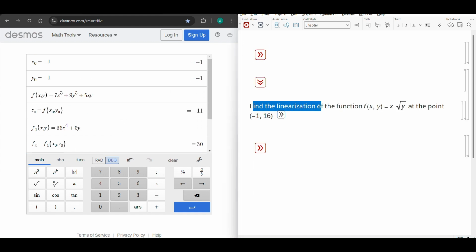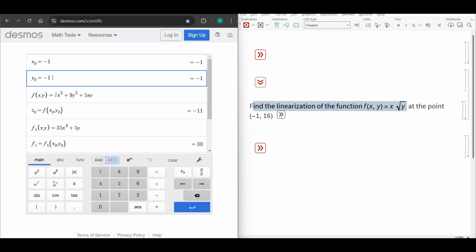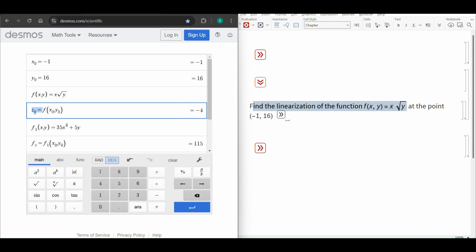Because now we have a new problem. Find the linearization of the function f of x, y equals x y squared at the point -1, 16. We're going to go through all the same steps. x naught is -1, y naught is 16. And look at that, immediately I get a new number here. Obviously, it's not the correct number because I have to put in the new function. But here I already have a value for z naught. And notice we weren't given z naught in this problem. We had to find it ourselves. And without doing any extra work, we've already found it.